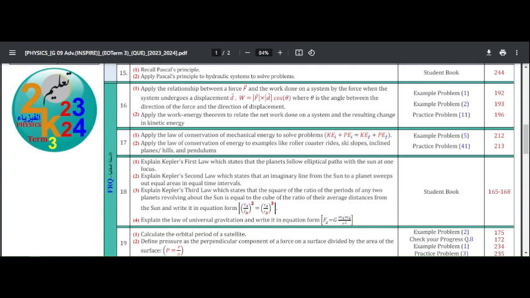So how do you get it done? You can use the formula F1 over A1 is equal to F2 over A2. In this formula, they will give you three pieces of information, among A1, A2, and F1 or F2. One of these four variables will be unknown. You will be given the other three. You have to rearrange the equation and find the unknown. That's all you have to do.